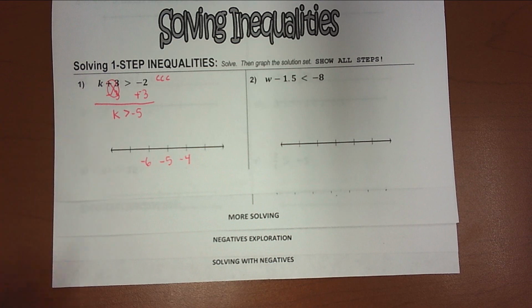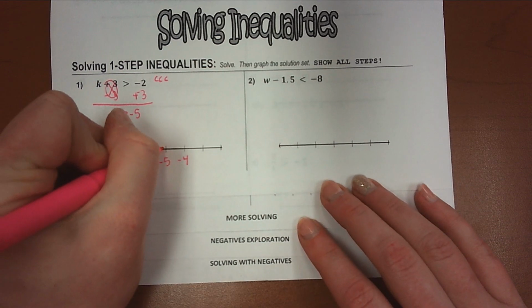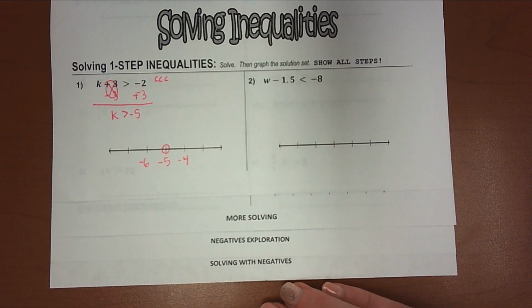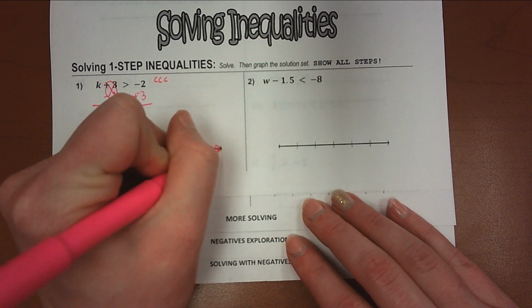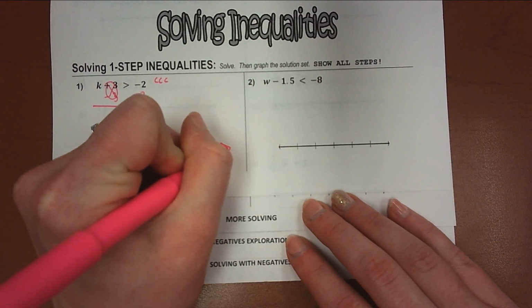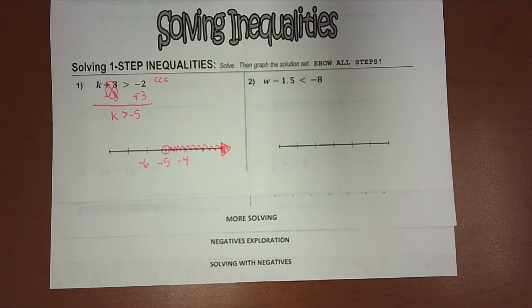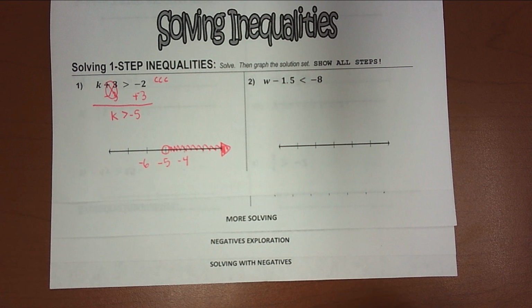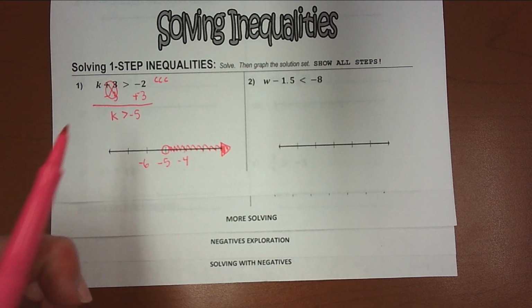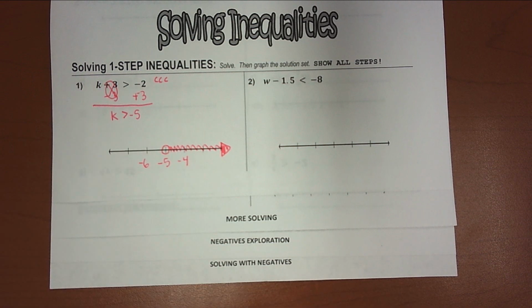And then k is greater than negative 5. That means that it's not equal to negative 5, so we have an open dot on negative 5. And if it's bigger than negative 5, I'm going to shade towards the bigger number, which in this case is negative 4, to the right. Shade in my arrow, and I've solved and graphed the solution set for k values that would make this inequality true.